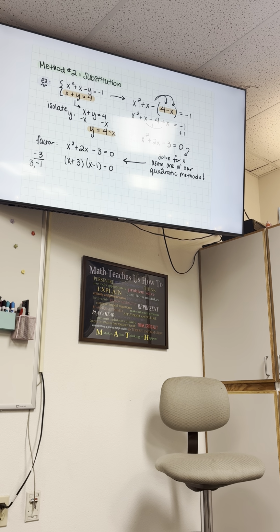Now at this point we're not done, right? We need to actually set each of these equal to 0. So x plus 3 equals 0, x minus 1 equals 0, and our two solutions are actually negative 3 and positive 1.